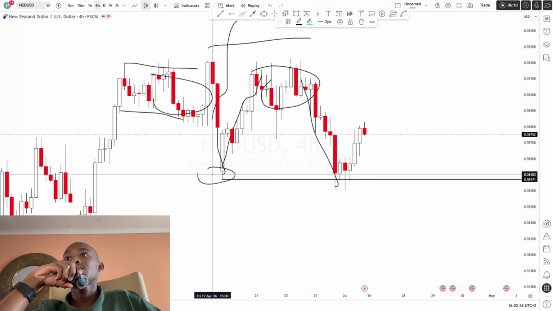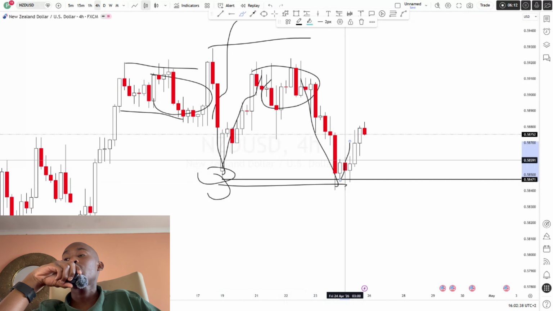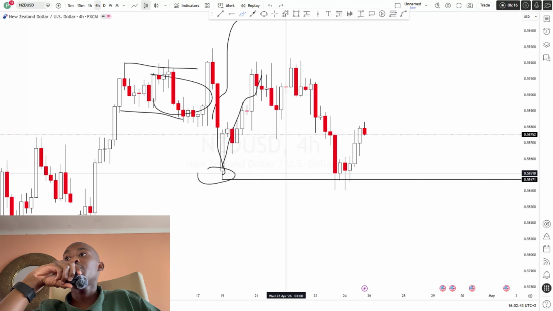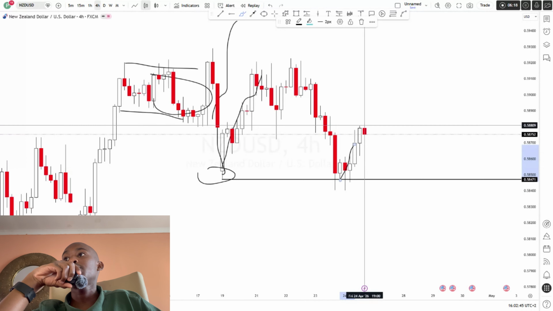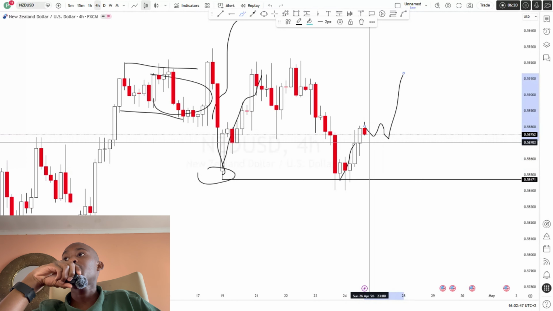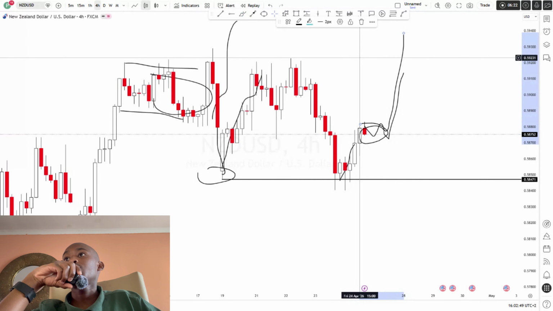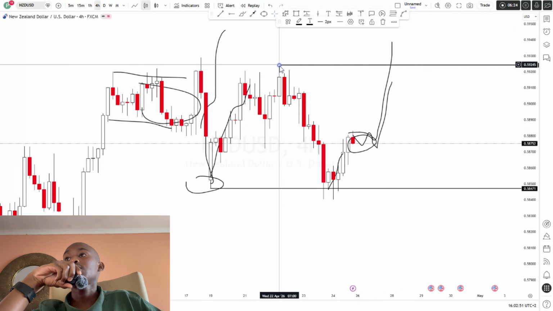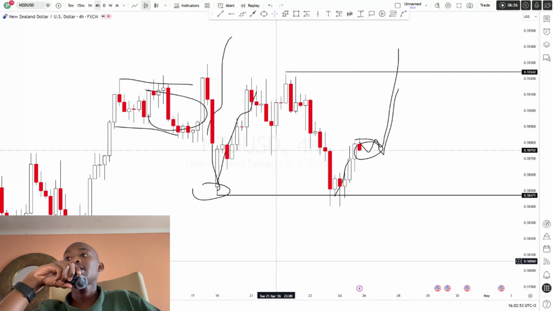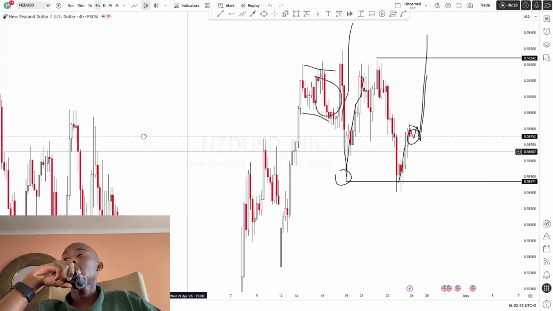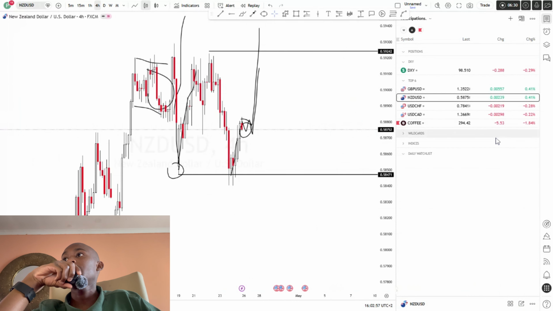Small accumulation, pushing down, tapping into the low, and now we're already looking as if we are forming a follow through. And could this now be some sort of your nice, beautiful continuation, looking to manage down at these highs? So that's my take on the Kiwi dollar. We're just going to see what's really going to happen.